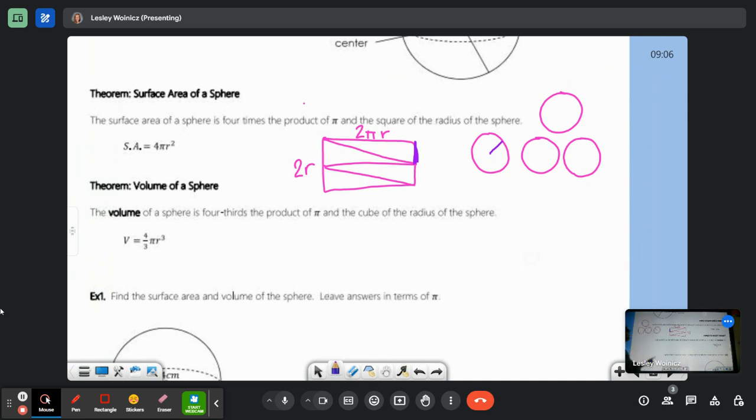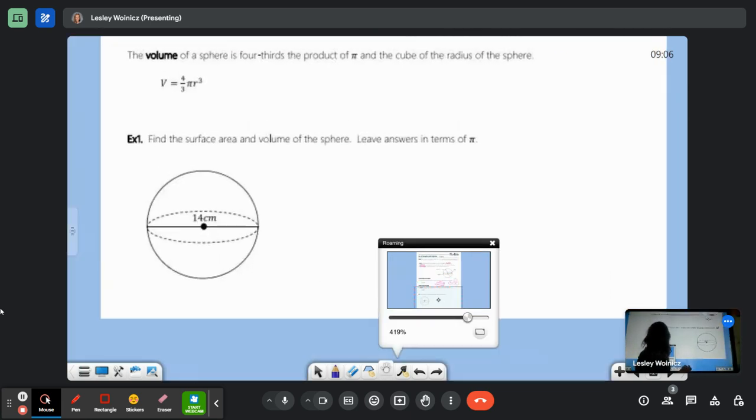Okay. The volume of a sphere is going to be 4/3 the product of pi and the cube of the radius of the sphere. That video was even harder for me. No, that one wasn't too bad. That was the one where we did the water with the cones again, and it took 2 of our cones to fill up 1 sphere. That one was actually better.